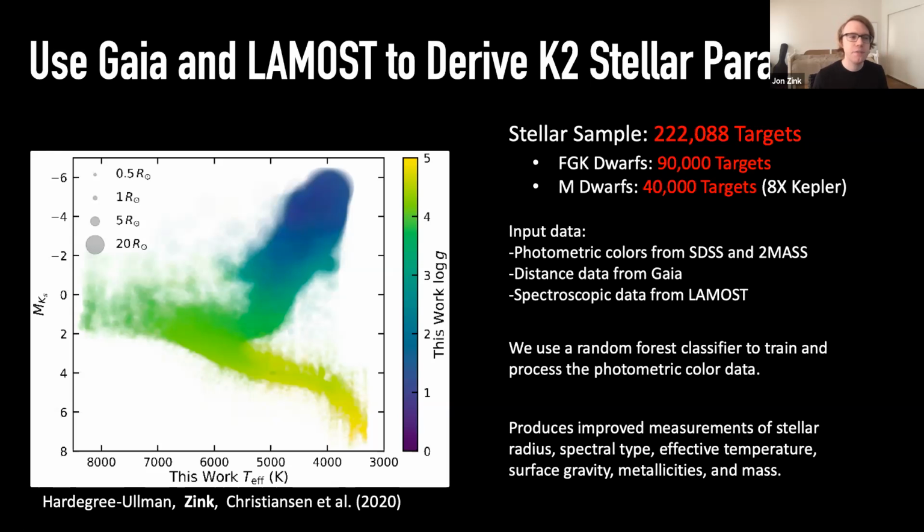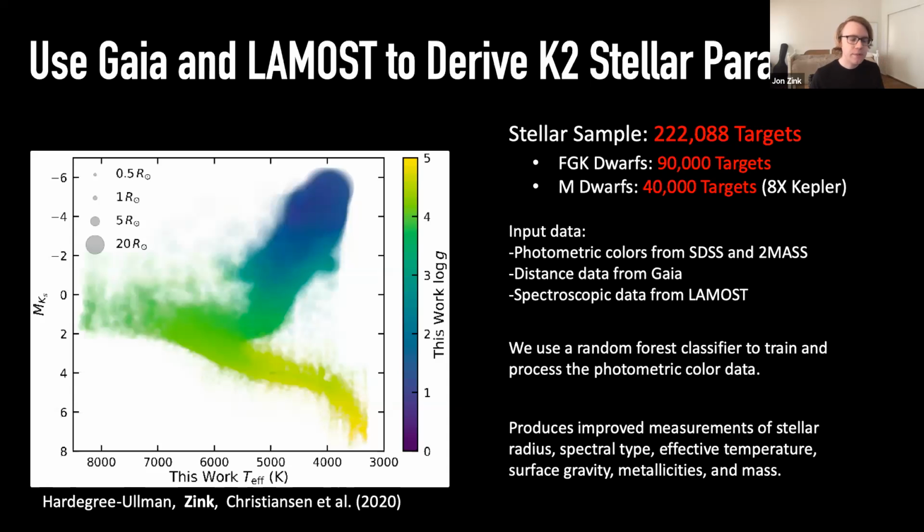So I'll just highlight a few features up here. The sample contains about 200,000 targets. The majority of them are FGK dwarfs, but there's a huge number of M dwarfs. So we have 8 times the number of M dwarfs that we had in Kepler. So this is really going to expand our understanding of the demographics for M dwarfs. And that's a really great feature of K2.